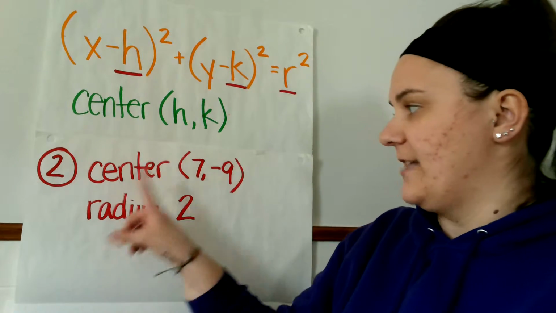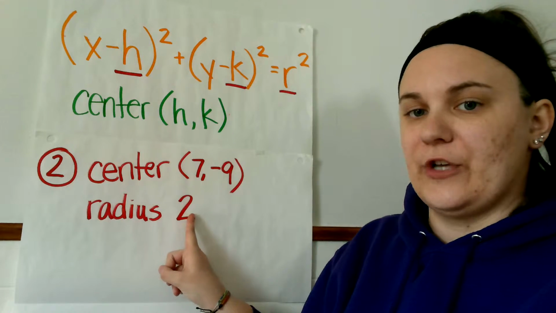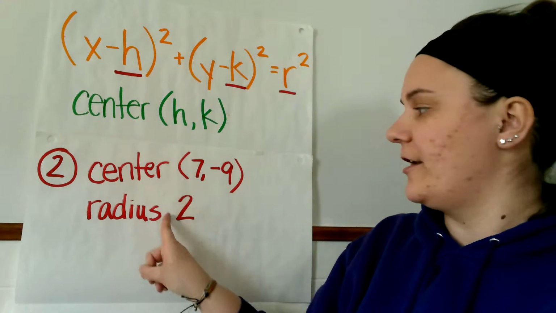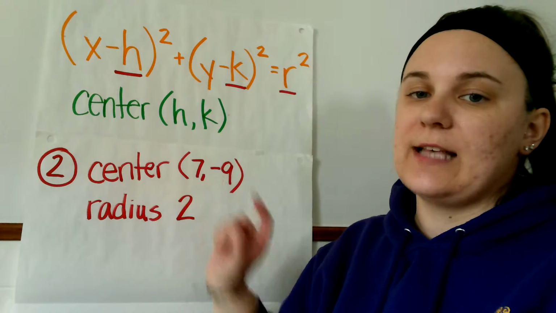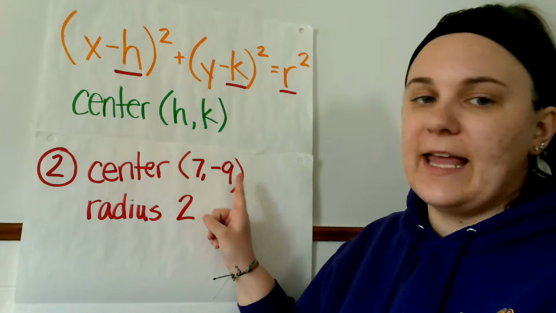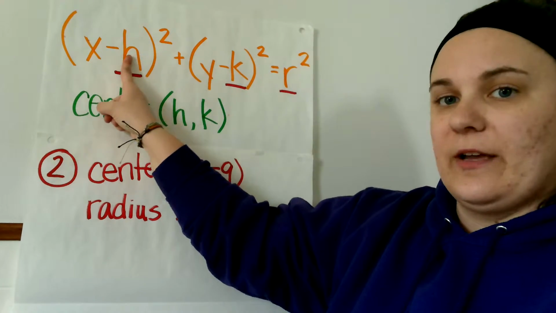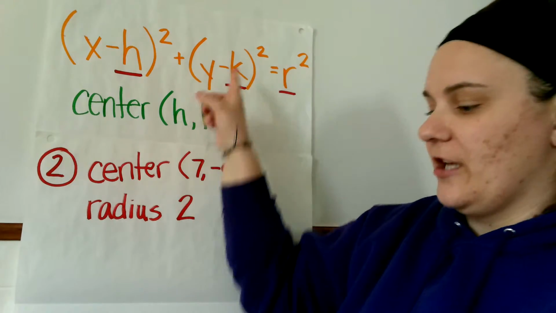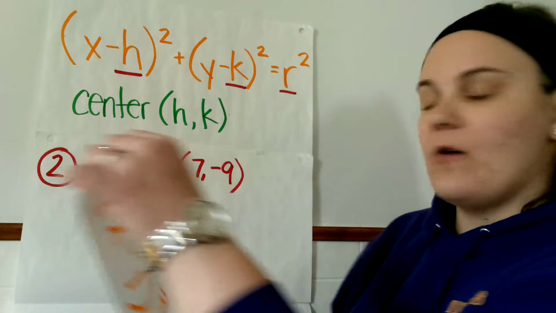Example 2 here, our center is (7, -9), and our radius is 2. So we need to be able to put our center and our radius into our equation in orange. First step is that we need to change the signs of our center. So this 7 is now becoming a -7, and this -9 now becomes a +9. So our -7 is going in for h, and our +9 is going in for k, and then 2 is going in for r.